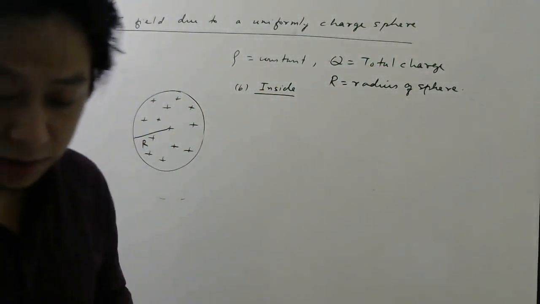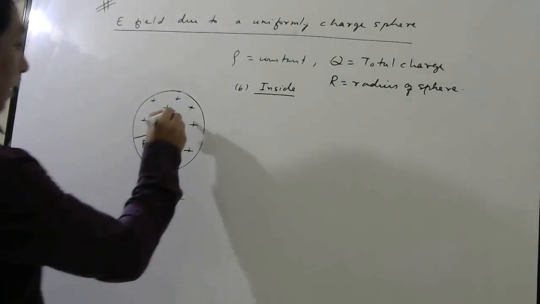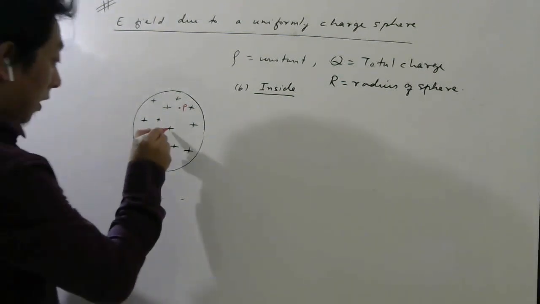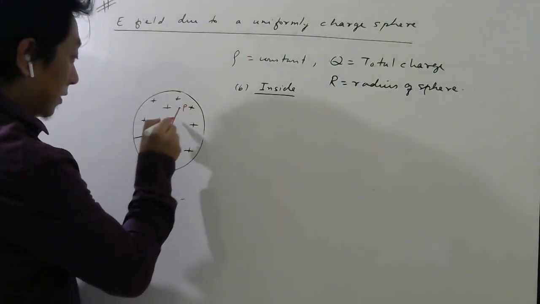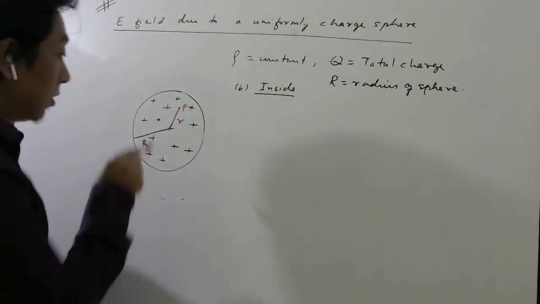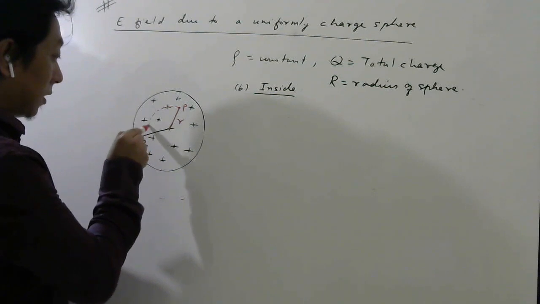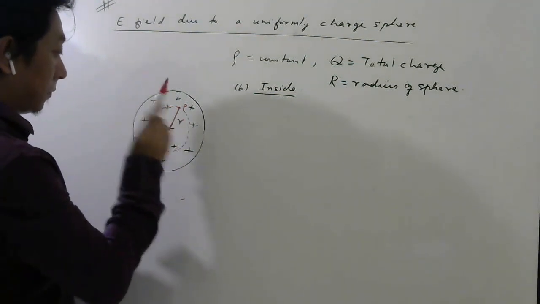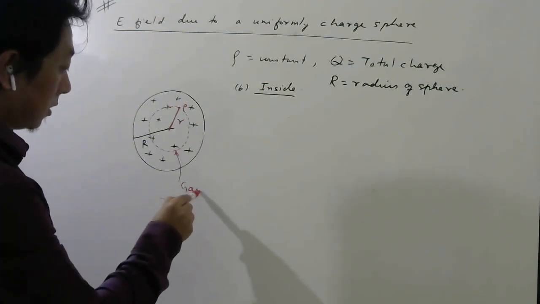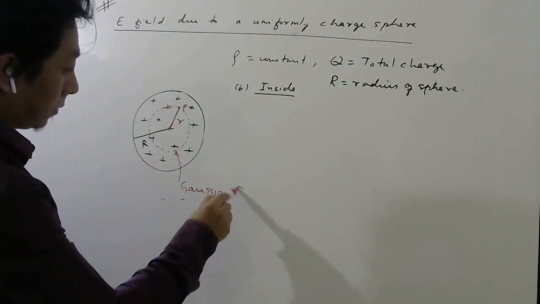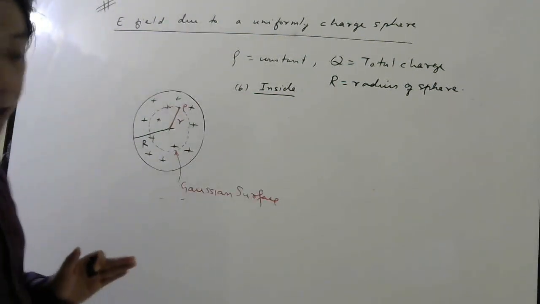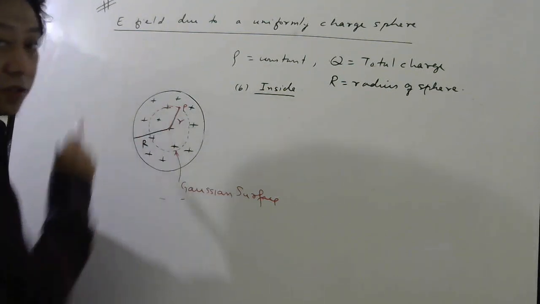So now let us say I want electric field at a point inside here, P. How far is it from the center? Let's say it is smaller. Then what you have to do now? If you remember the steps which I told you, you have to construct a Gaussian surface passing through that point. So this is my Gaussian surface. Since I know electric field is radially outwards, it is better to take a spherical Gaussian surface.